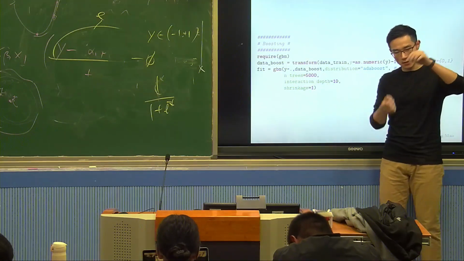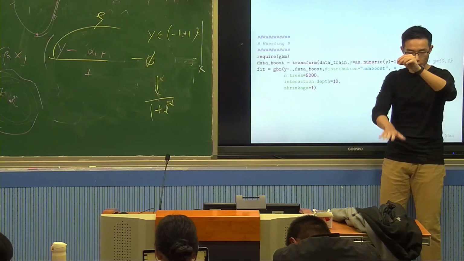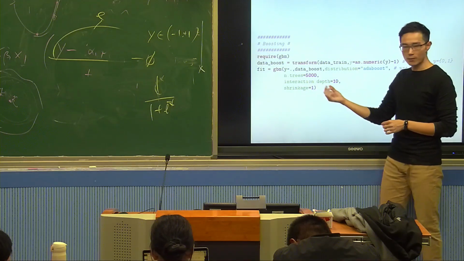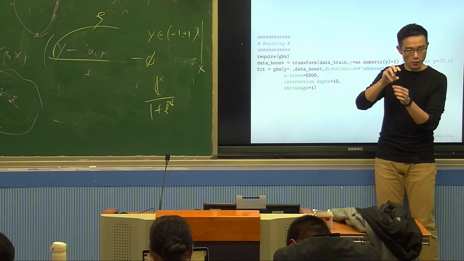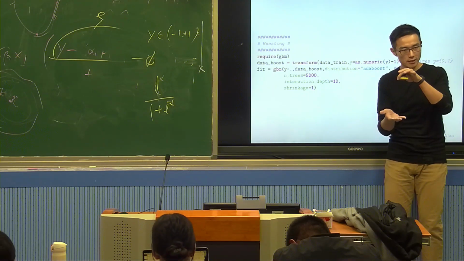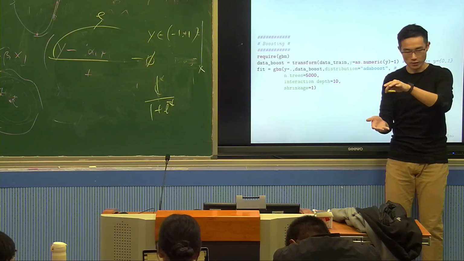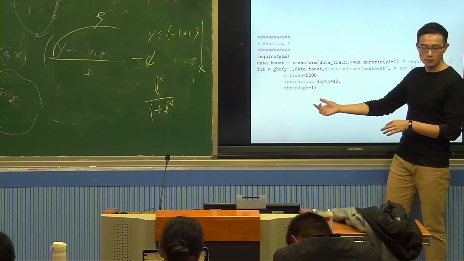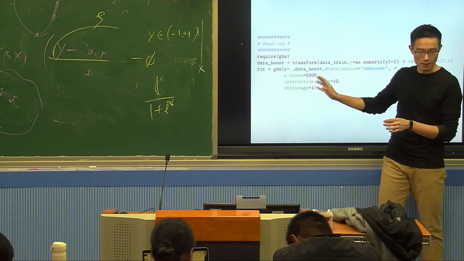Okay, how many rounds? How many iterations do I do? I do 5,000 iterations. Interaction depth means, for each iteration, what is the depth of the tree? How large a tree do I fit in each iteration? Let's say 10, depth equal to 10. Shrinkage, that one doesn't matter.